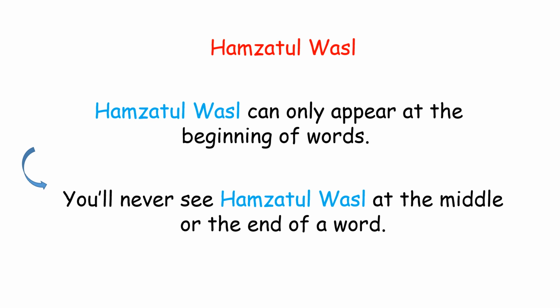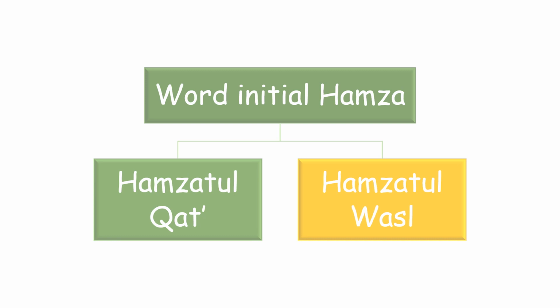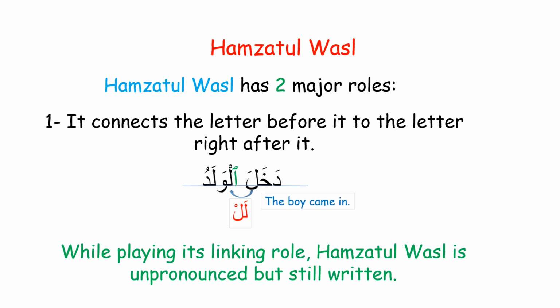Since Hamzatul Wasl is a word initial Hamza, the question that arises here is, what makes it different from Hamzatul Qat'? Well, other than its spelling, Hamzatul Wasl also serves different functions when compared to Hamzatul Qat'. In fact, it has two major roles. Number one, it connects the letter before it to the letter right after it. While this connection is made, Hamzatul Wasl is unpronounced but still written.